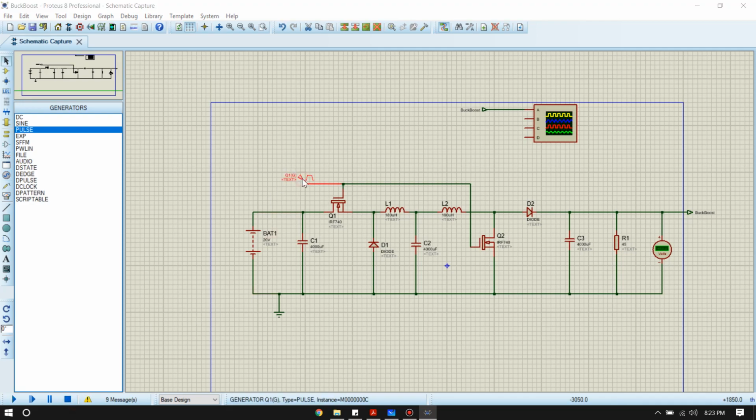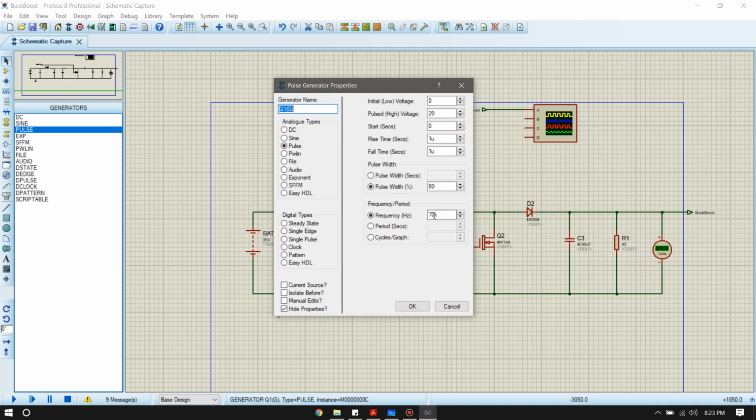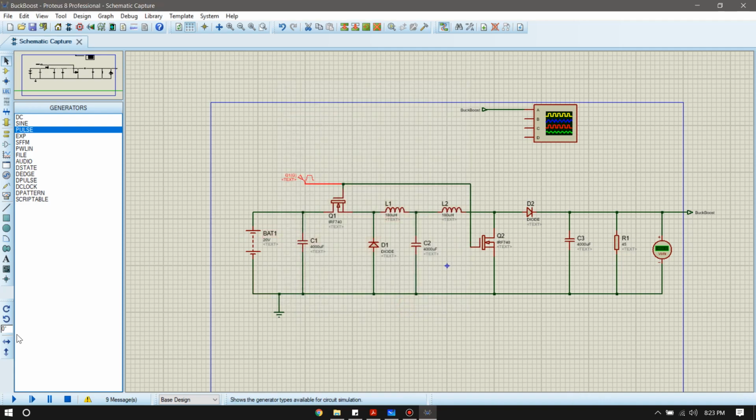So make sure you set the frequency to a high value, right? We're using 70 kilohertz, which should be given in the lab sheet. So for a pulse width of 80%, we should be getting 4 times the input, so that should be around 80 volts. We probably won't get 80 volts, but let's see what we get. So let it increase. 50 so far. Yeah, so we'll get around 50 volts, but it's operating as a boost converter in this case.